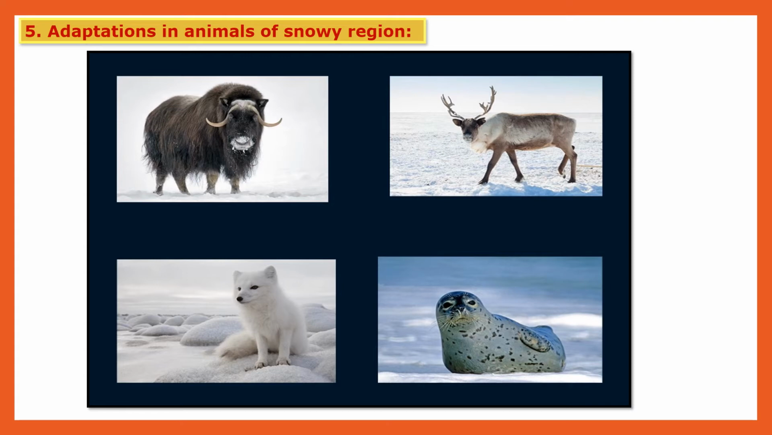So, for example, examples are given there: yak, polar bear, white fox, silver fox, then snow leopard. These are all the examples of snowy region animals. And the adaptation is that they have long thick hair on the skin and their color matches with the snow. That is the adaptation in snowy region animals.